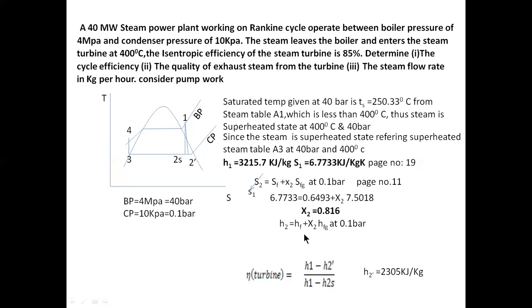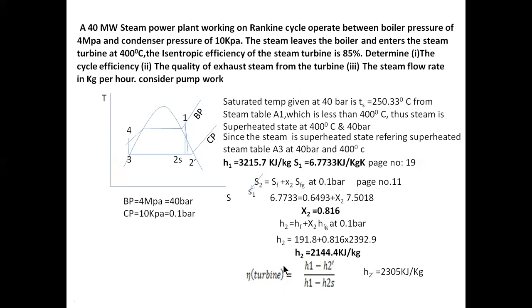Okay, and substituting, you will get H2. So we have calculated H1 and H2, but for us we require H2 dash. For that we will use the turbine efficiency formula, that is actual work done divided by ideal work done. Actual work done is H1 minus H2 dash. Ideal work done is H1 minus H2.